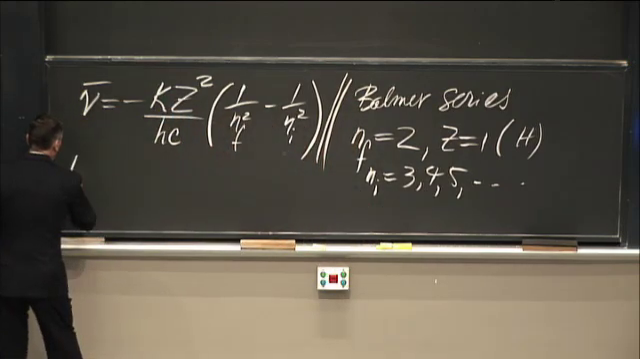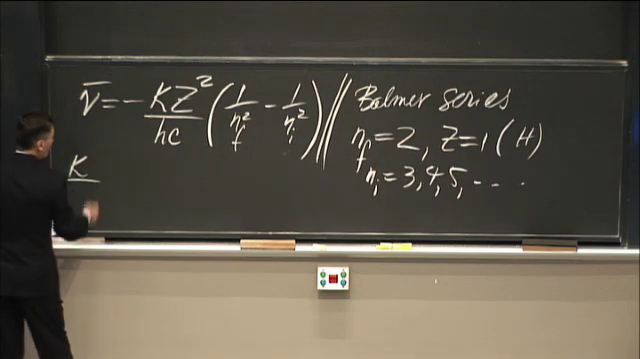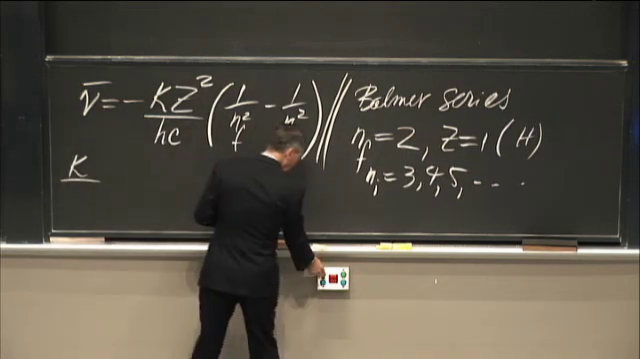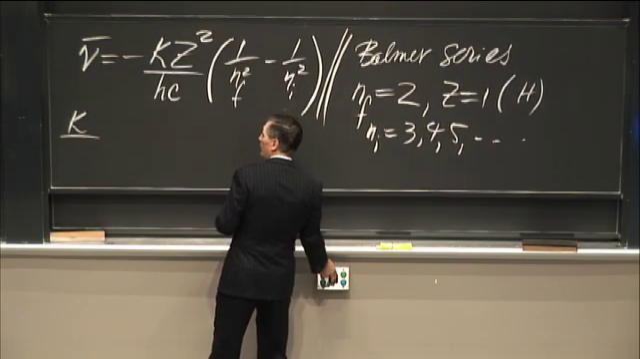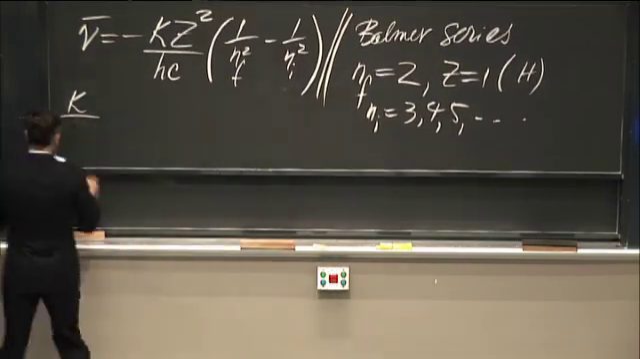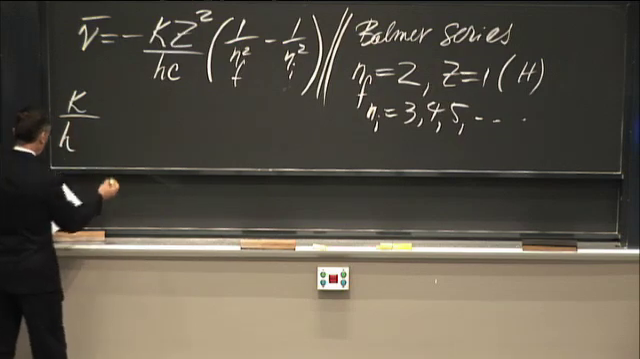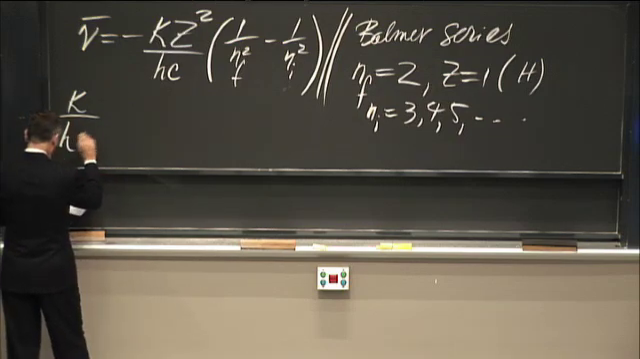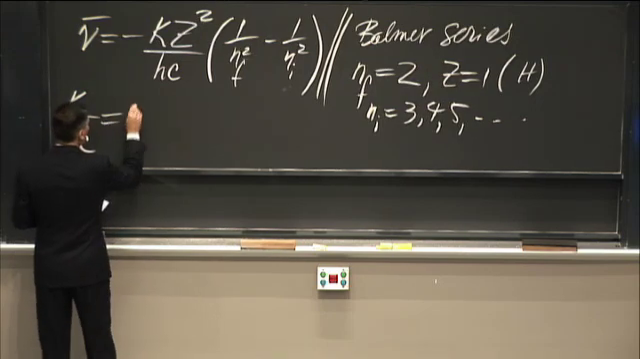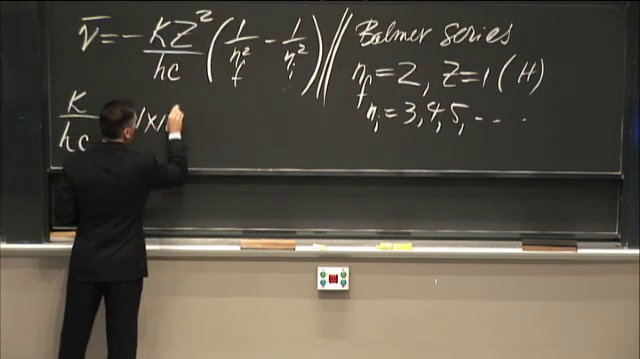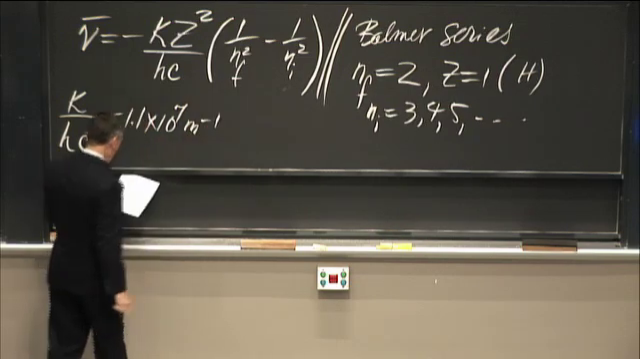Let's evaluate K. We know that's 2.18 times 10 to the minus 18 joules, or 13.6 electron volts. And we know the Planck constant, 6.6 times 10 to the minus 34. And this is 3 times 10 to the 8th, all in SI units. So this gives me 1.1 times 10 to the 7th in reciprocal meters.